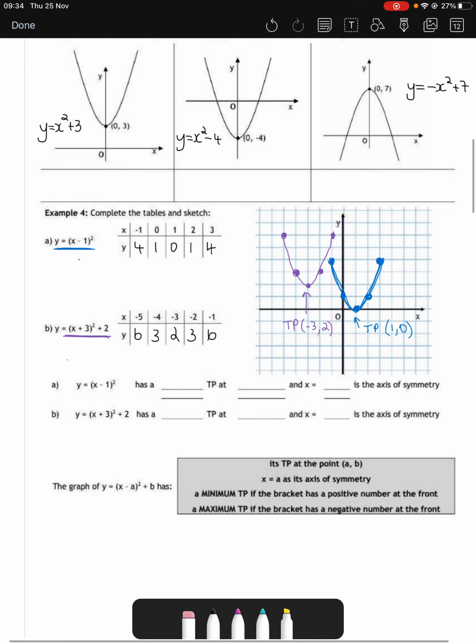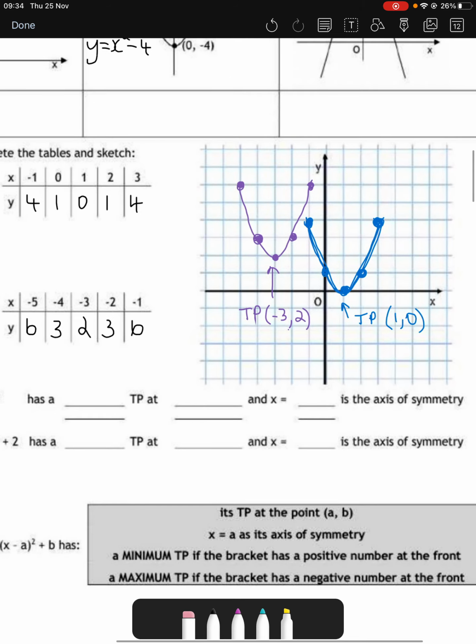But for example 4, I've given you 2 quadratics, one in blue and one in purple, and I've drawn them to save a bit of time, and there's some key information from these that we need. So the most important thing about a quadratic is called the turning point. For both of these, I've drawn them in similar to yesterday, and you can see where the graph turns on itself and goes back up the way.